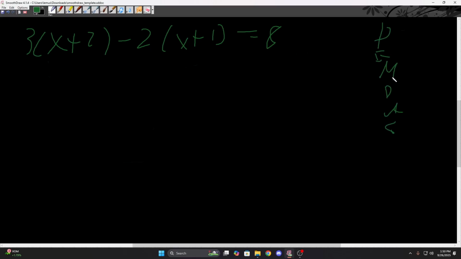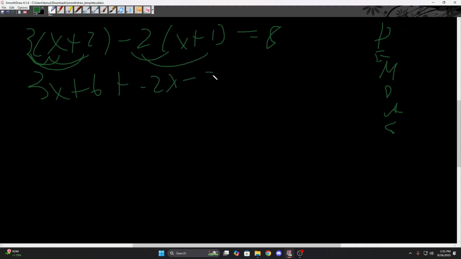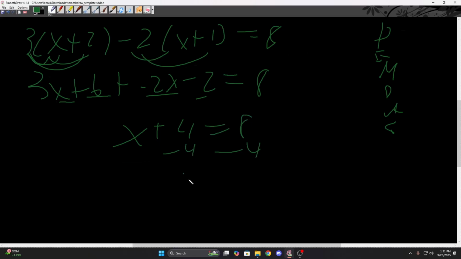Parentheses, exponents, multiplication, division, addition, subtraction, in that order. So first you would do here 3x plus 6. So here and then there. Then you have plus minus 2x. Then minus 2 equals 8. Then you combine like terms. That should be x, and then 6 minus 2 is positive 4 equals 8. You subtract 4 on each side to isolate x, and your answer should be 4.